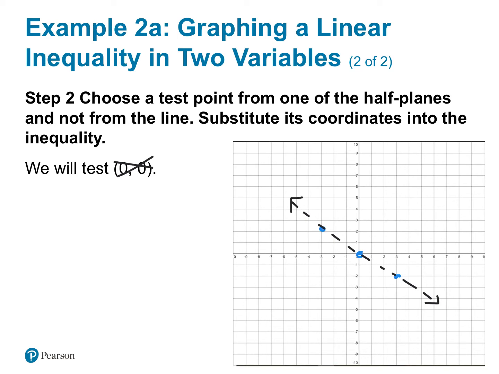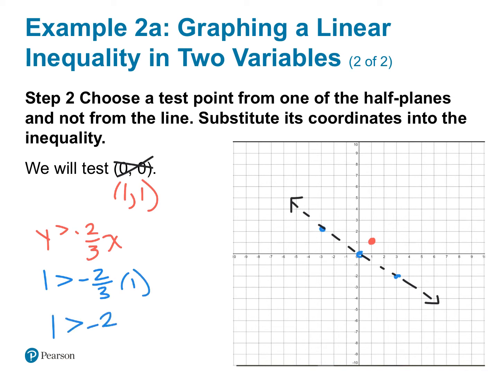So let's try to think of something that would be easy to test. So maybe right here. That'd be a good point, an easy point to test, 1, 1. So test the origin if you can, but if it falls on the line, then you're going to have to choose something different. So here was our inequality. So I'm going to replace the x and the y with 1s and see if I get a true statement. Okay, so is 1 greater than negative 2/3? Yes, this is true.